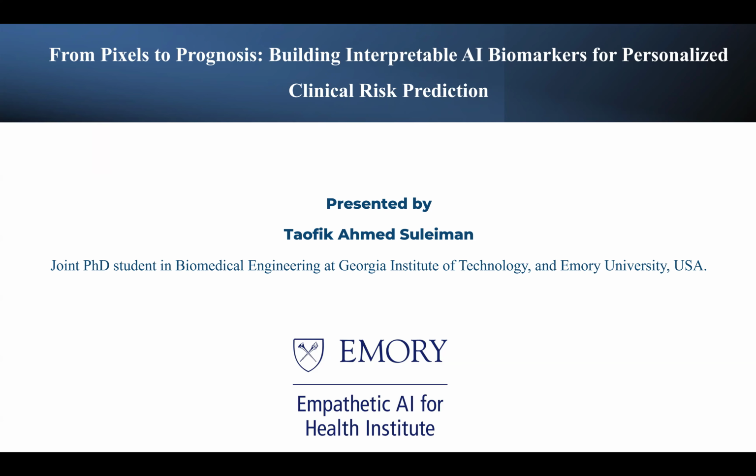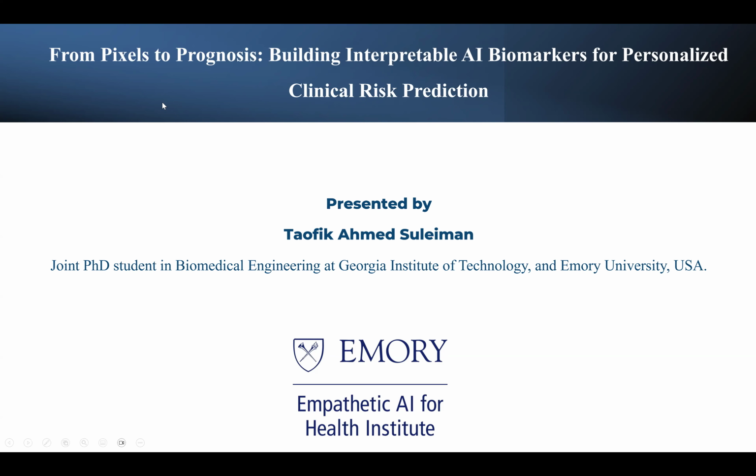Today I'll talk about from pixel to prognosis, building interpretable AI biomarkers for personalized clinical risk prediction. The idea behind this is to show us current research going on in the area of opportunistic imaging and its incidental findings, specifically the notion that a CT scan images the entire body and not just the tumor. Leveraging this in an opportunistic fashion can give us imaging-derived biomarkers which are personalized to individual patients. As we continue, we will understand that better.